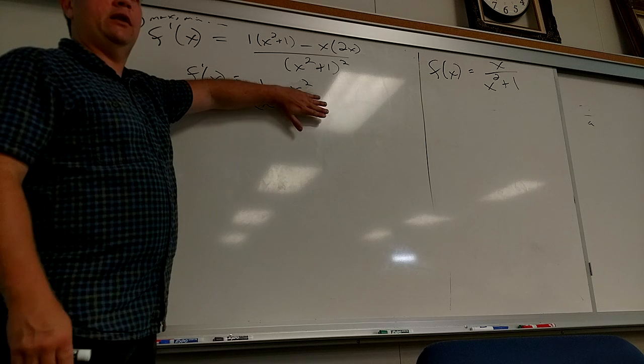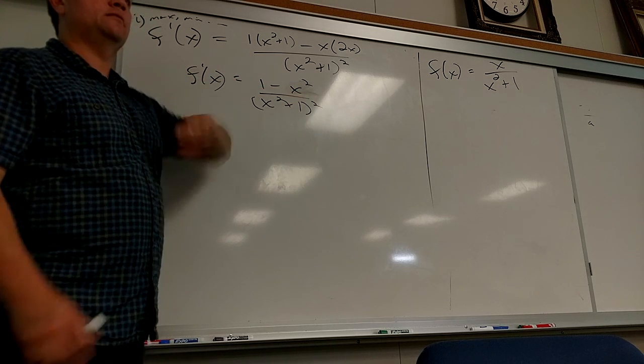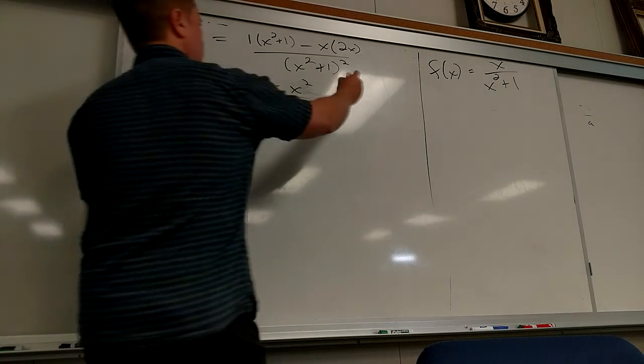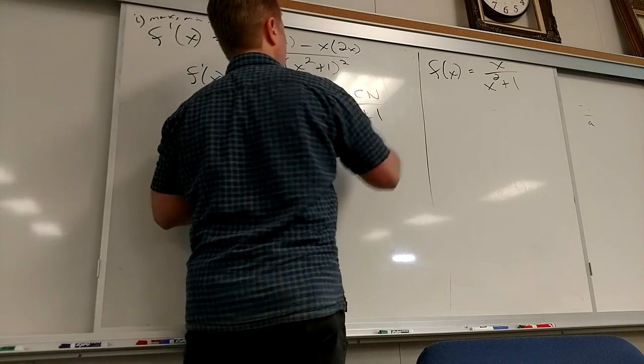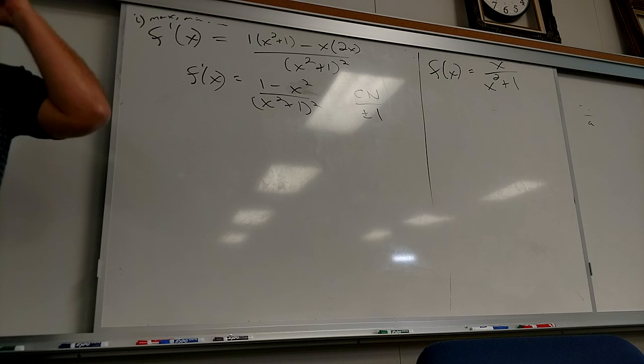That doesn't give me any answers. Nowhere it's undefined, so I just have to look at the top then. So what are my critical numbers? Plus or minus 1. Okay, cool.